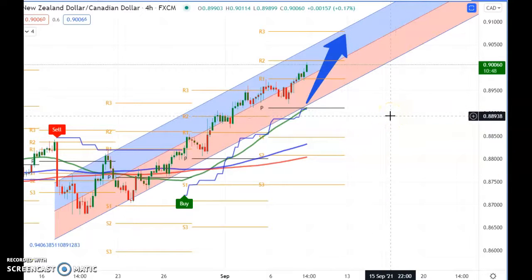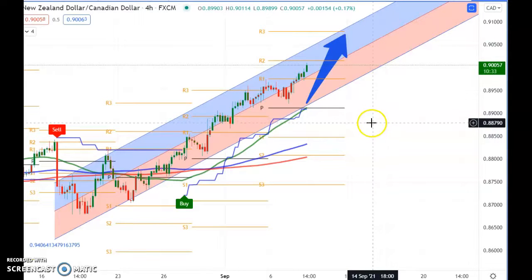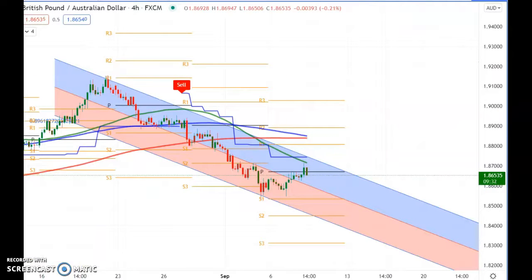I am a buyer of markets. I buy shares, I buy property, and I buy oil, and I buy gold, and I buy Forex. I don't sell anything. I do give you the information if it's going down, but I personally feel more comfortable buying something. Here's a great example of a selling opportunity on the pound Aussie USD.